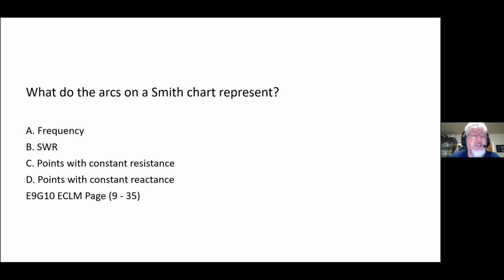What do the arcs on a Smith chart represent? A. Frequency. B. SWR. C. Points with a constant resistance. D. Points with constant reactance. Delta. Delta is correct. Points with constant reactance.